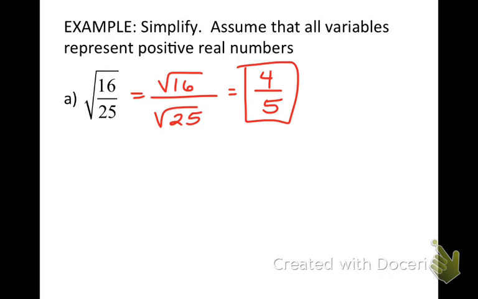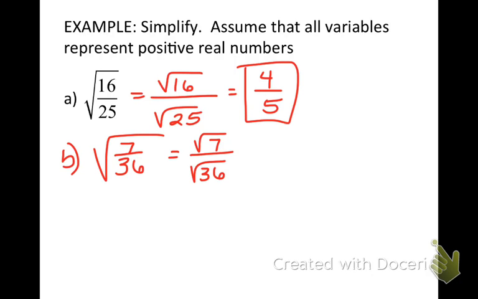Yes, okay. All right, so we have the square root of 16 25ths, which you would square root the numerator and the denominator separately, which gets you 4/5. For B, we have the square root of 7 36ths. So if we simplify that, the square root of 7 divided by the square root of 36. Can you simplify the square root of 7? Nope, so it's just going to stay the square root of 7, but the square root of 36 is a perfect square, which would be 6.